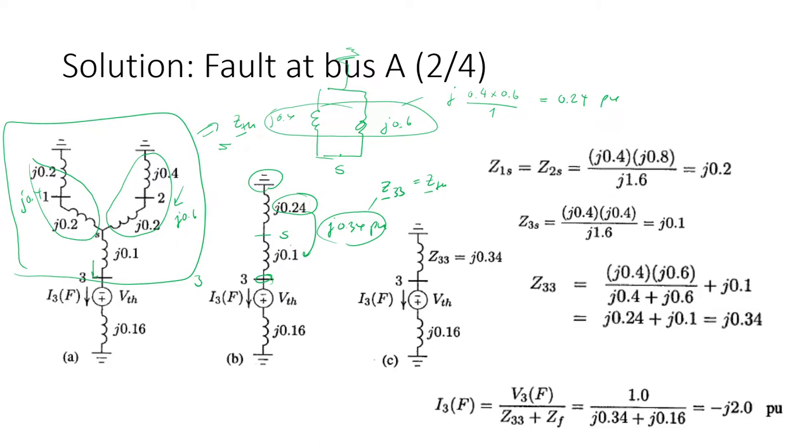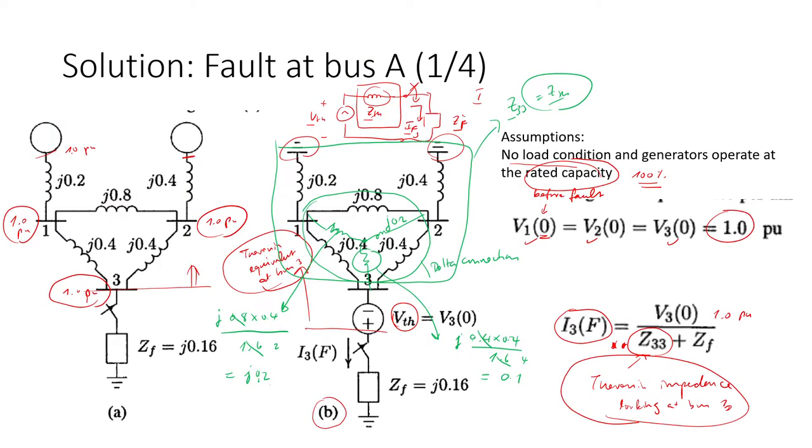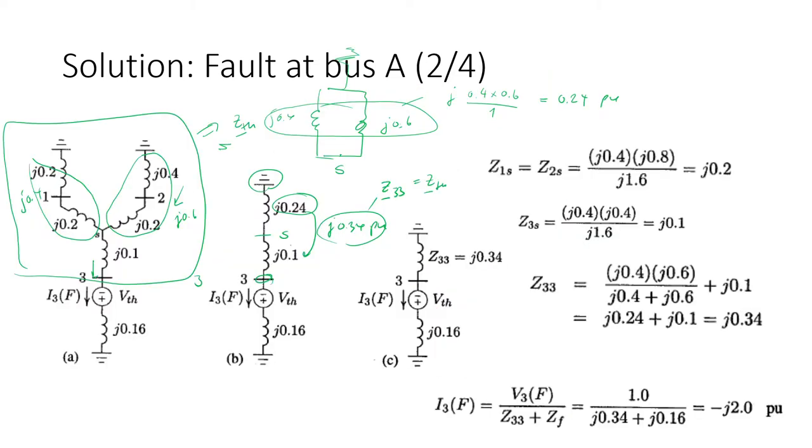I will not focus on this for the time being, on what we mean by Z33. If you learn this from any other course like network theory, you would understand why it is written in terms of Z33. Just bear in mind that this is the Thevenin equivalent when you look from bus 3.